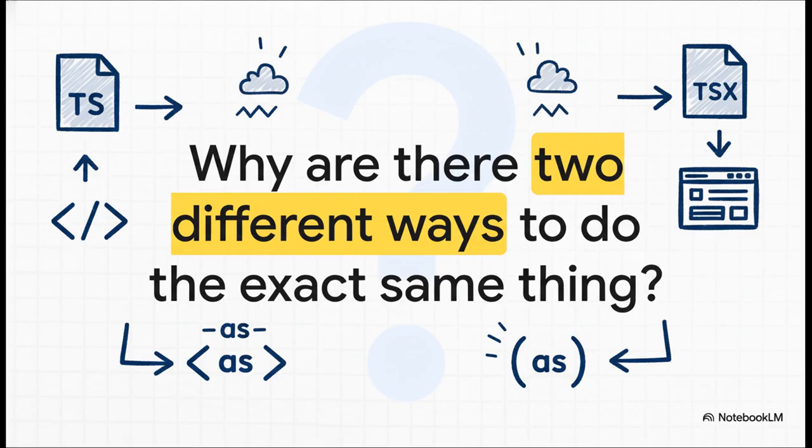In TypeScript, there's this thing called a type assertion. It's basically you, the developer, telling the compiler, look, trust me on this one, I know exactly what this thing is. But, and here's the kicker, TypeScript gives you two different ways to do this. And that, right there, is the start of our whole mystery.